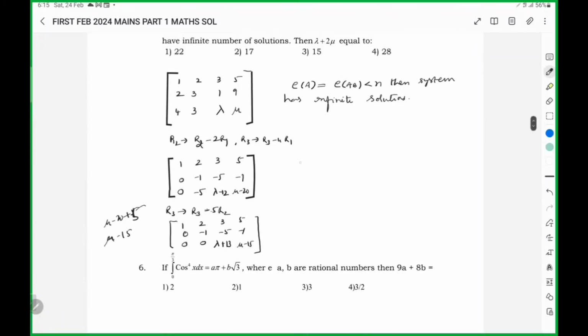So here, if lambda plus 13 is 0 and mu minus 15 is 0, then rank of A becomes 2, rank of the augmented matrix becomes 2, and the number of variables is 3. It will have infinite solutions. So lambda is minus 13, mu is 15, so lambda plus 2 mu will be 17.